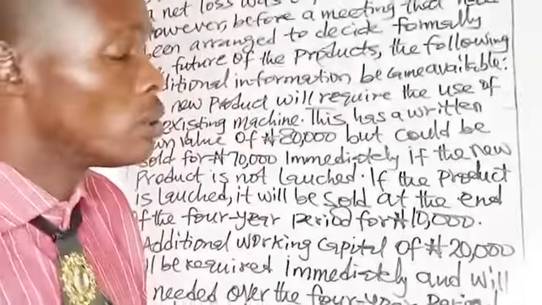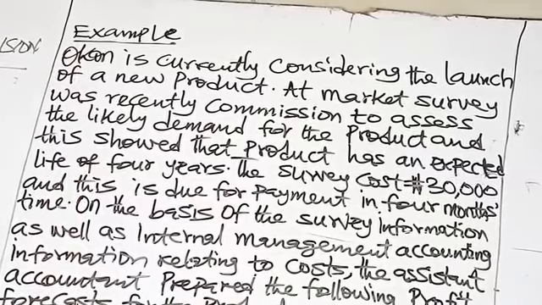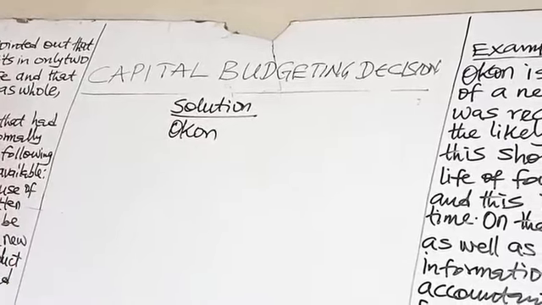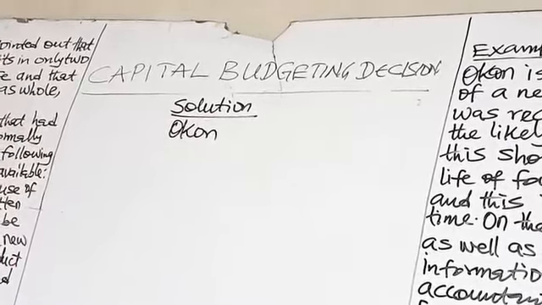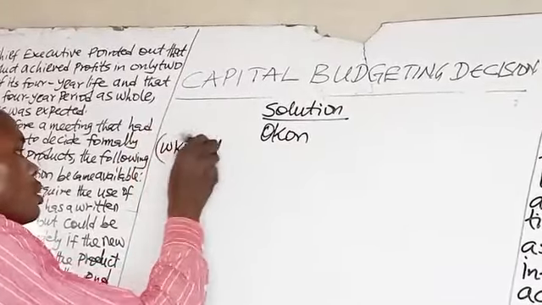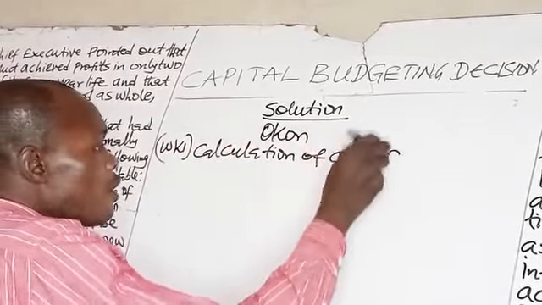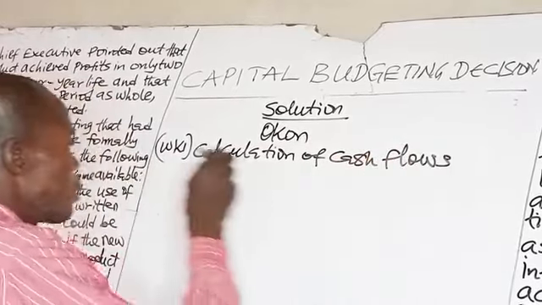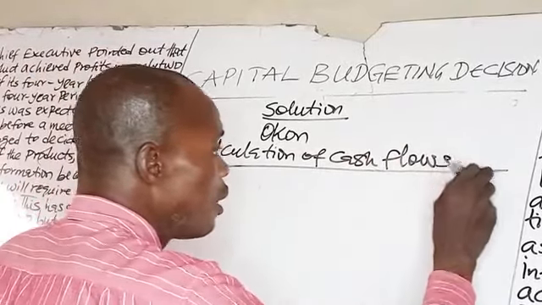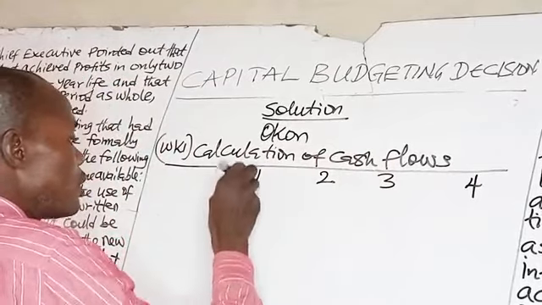Now, let's have the solution. The name of entity is Okun. For the calculation of NPV, we will need the cash flows. Calculate working one. Calculation of cash flows. We have year 4, year 3, year 2, and year 1. Amount in 1,000.